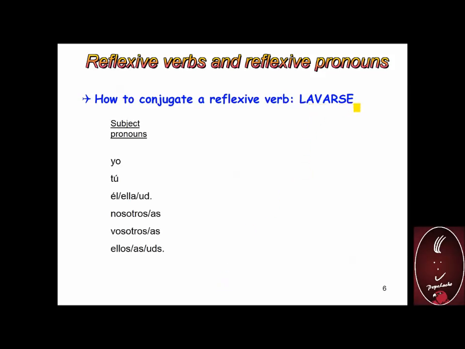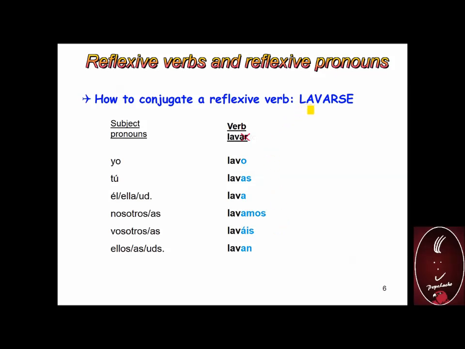Let's conjugate one verb, the verb lavarse, to wash oneself. So we need the subject pronouns in Spanish and the verb lavarse. As I explained, we have to first drop the ending se and conjugate the verb lavar as any other verb. The first thing we have to do is drop the ending and use the stem, because this is a regular verb. Use the stem and use the corresponding endings, because this is the conjugation of the verb lavar in the present tense.